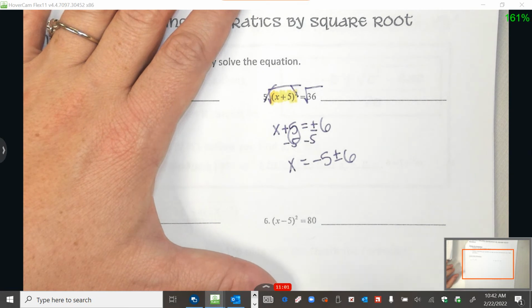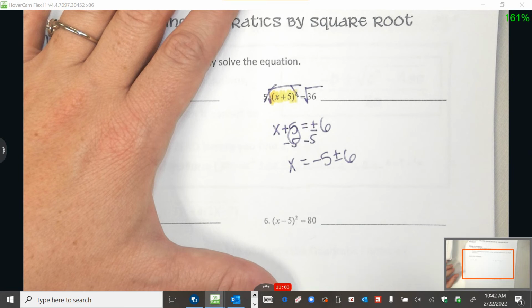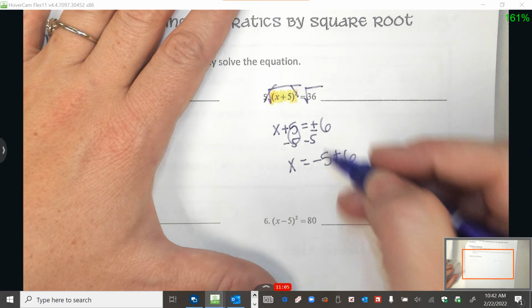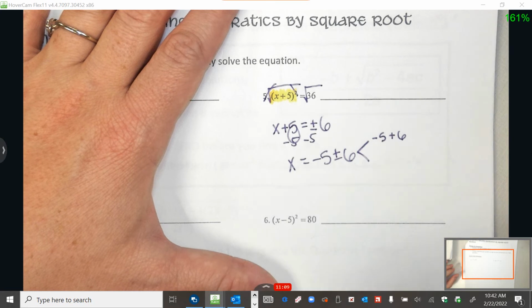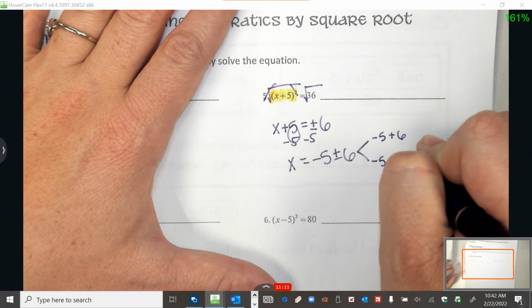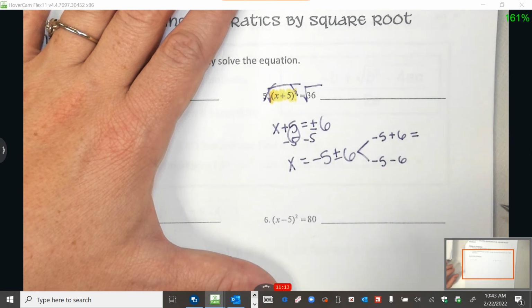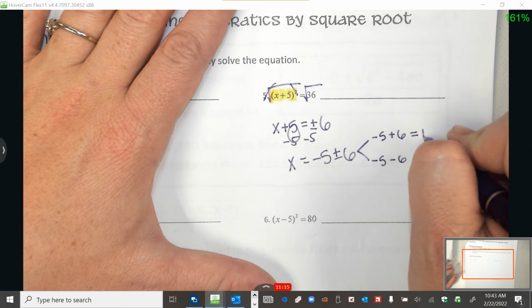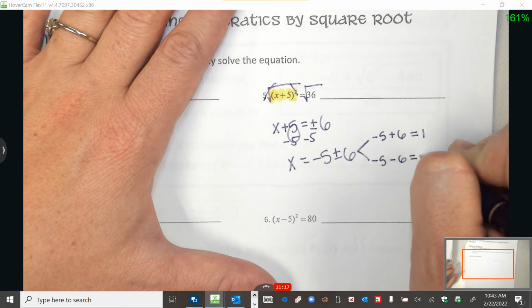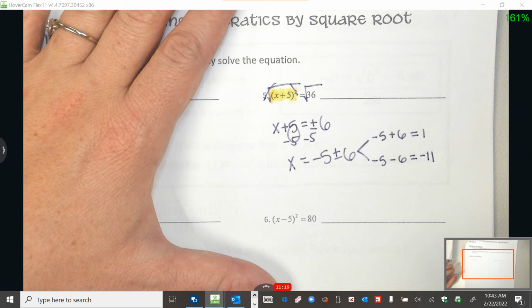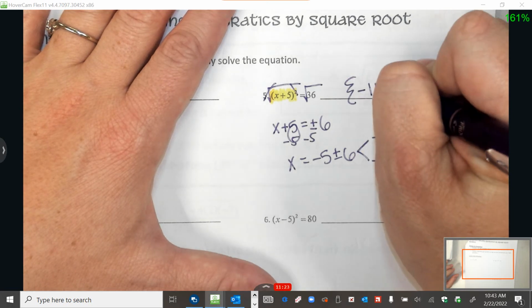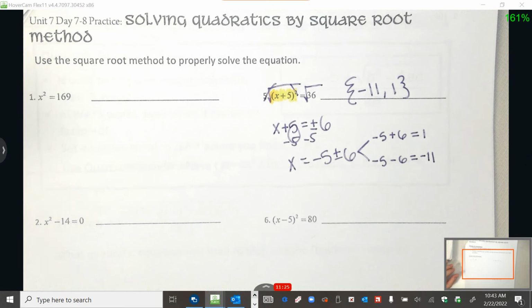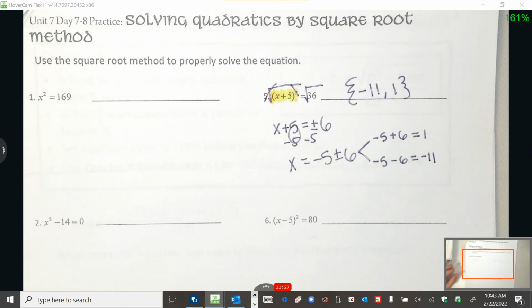Are those like terms? Yes, they don't have a root. Neither of them have a root. Neither of them have a letter. So they're like terms, meaning I'm going to separate and actually simplify. Negative 5 plus 6, negative 5 minus 6. Well, what's negative 5 plus 6? 1. What's negative 5 minus 6? So these do not match.